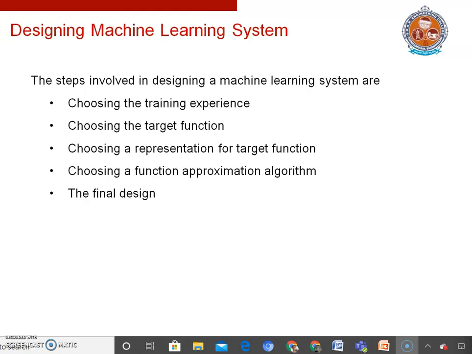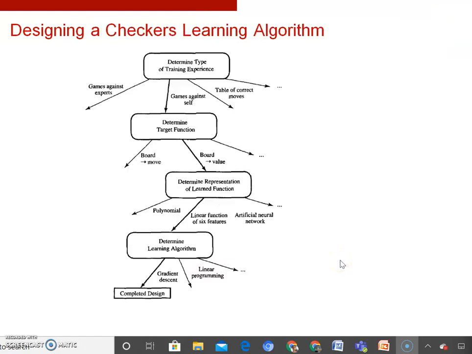Then how to design a machine learning system? The steps involved in designing a machine learning system are choosing the training experience, choosing the target function, choosing a representation for the target function, choosing a function approximation algorithm, and the final design. Let us discuss these steps with the help of an example.